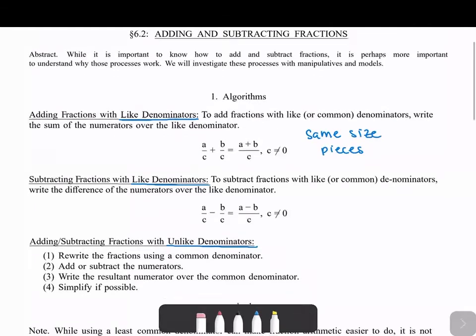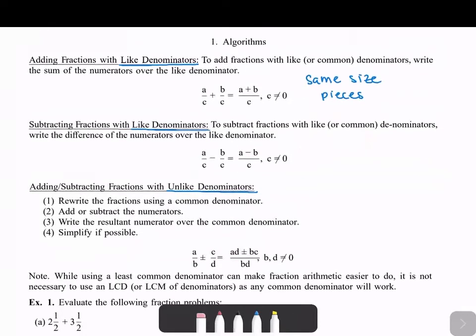Okay. Similarly, if we have like denominators, because the denominators are the same, we again have the same size of pieces that we're dealing with. So for the two fractions, our whole is divided into the same number of parts, and therefore those parts are the same size. For example, if a was 5 and b was 3, then if we have 5 of those pieces and we take 3 of them away, we have 2 left, because everything's the same size.